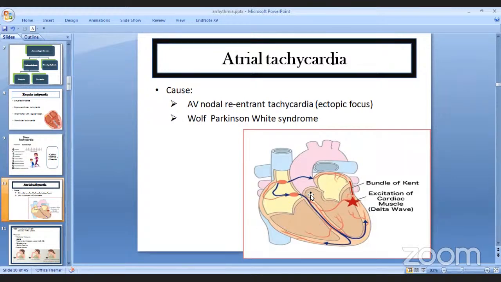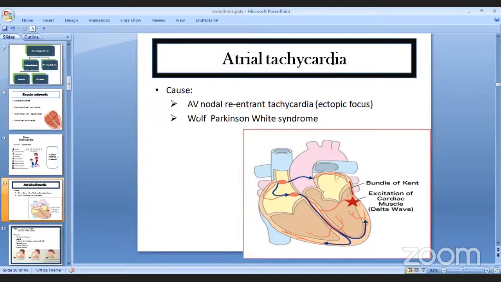Let us suppose here is an ectopic focus. Then the impulses that the AV node has to pass to the ventricles circulate again from here like this, and can cause atrial tachycardia.